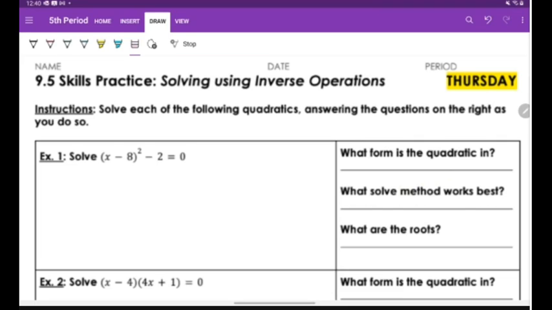First, make sure that your equation is equal to 0. Our equation is equal to 0, we're good. We don't even have to do anything to make that happen. Now, let's identify what form the quadratic equation is in. And you might want to flip back to yesterday's page in the packet.